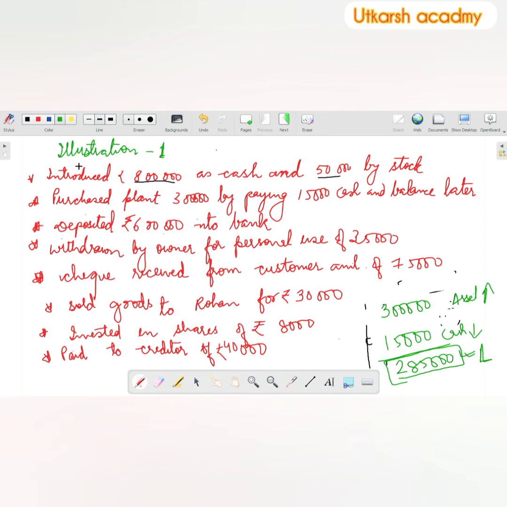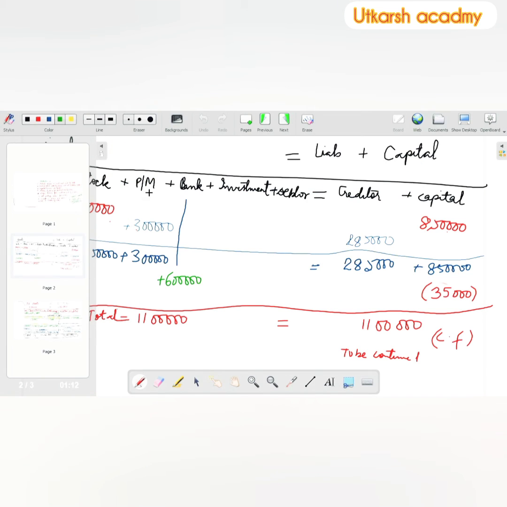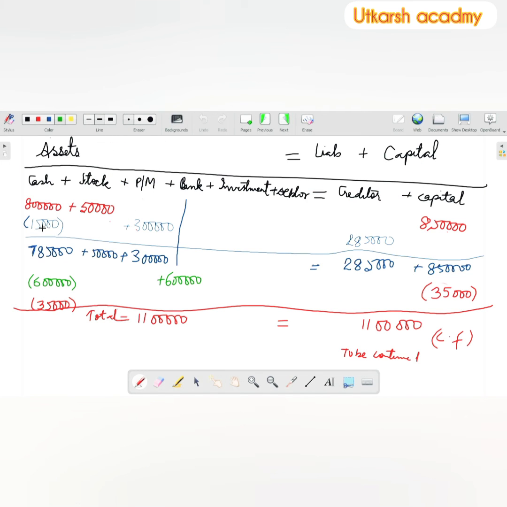Fine. Now let's move to the equation. See, 15,000 cash has been reduced. This bracket shows negative. And plant and machinery has been brought, so 3 lakh will be increased in plant and machinery. Creditor, I have told you, is a burden for the business, so it is a liability. It will be shown on the liability side, so 2,85,000 will be shown in the creditor column.